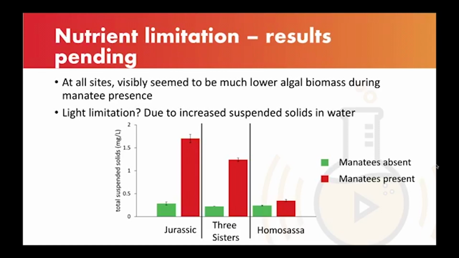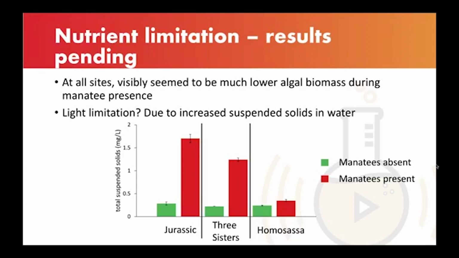And what we saw was a lot more total suspended solids in the water column when the manatees were present versus when they were absent. And total suspended solids could be anything. It could be manatee poop, for example. It could be other dead organic matter. It could be sediment. Anything that's stirred up in the sediment and that's suspended in the water column is going to go into this total suspended solid measurement here.